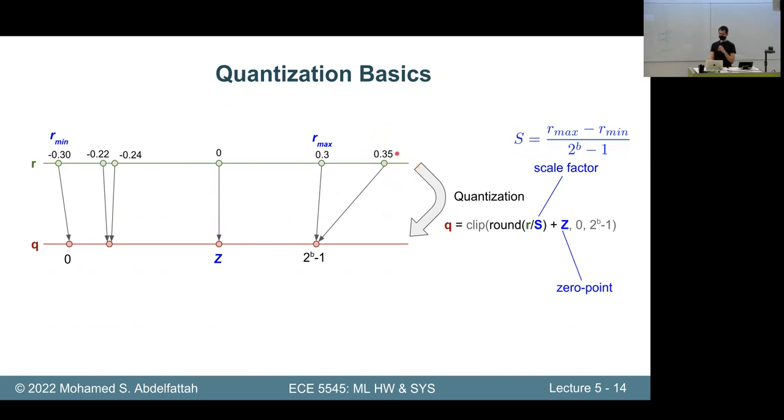And I mentioned clipping quickly in the middle, but basically, clipping is what happens to any number that is larger than 2 to the power of b minus 1. So if we apply the same equation on 0.35 here, because it's outside of our range, it's bigger than R max, then this clip function will clip it down to 2 to the power of b minus 1, which is 255. So you'll see that those two numbers are mapping to this one here, right?